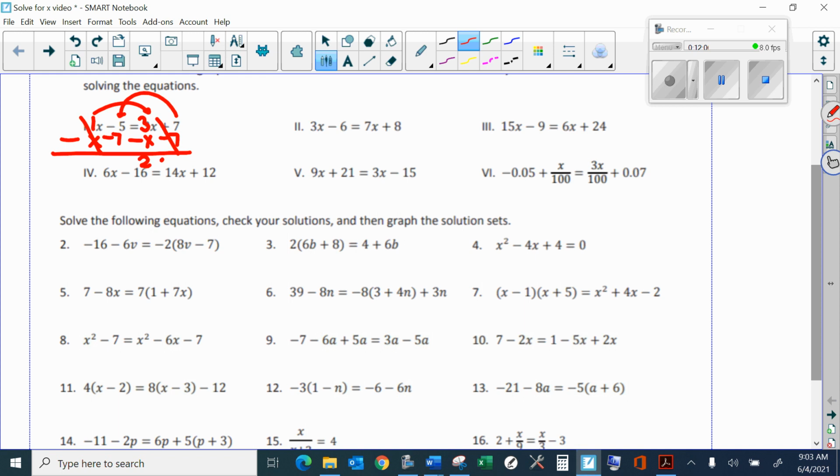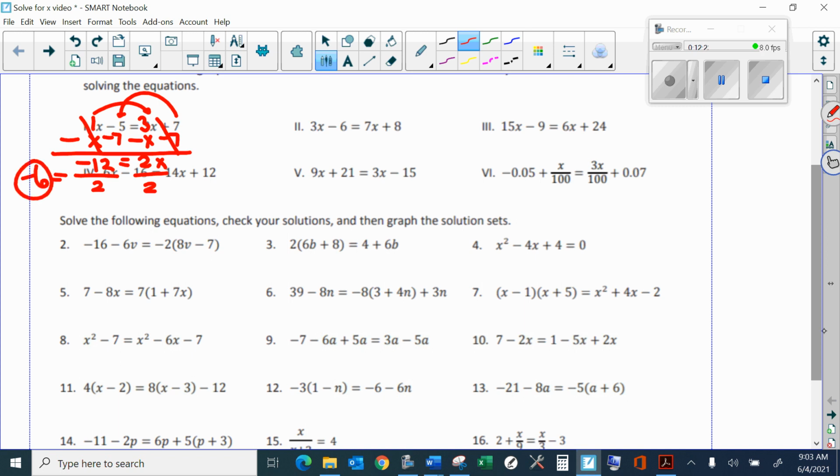I get 2x equals negative 7, negative 5. Same signs, you add and keep the same sign. Basic integers. Last step, divide by 2. And you get negative 6. So negative 6 is the answer.